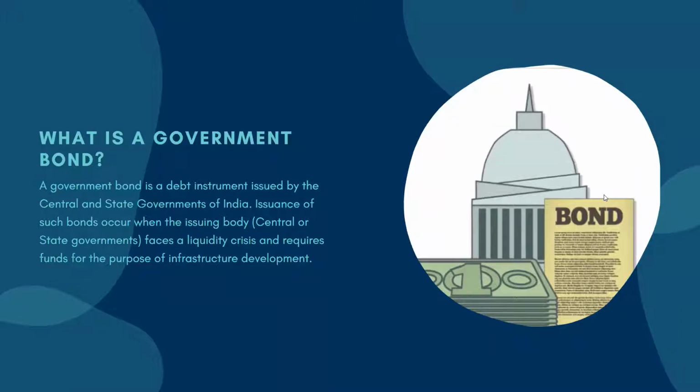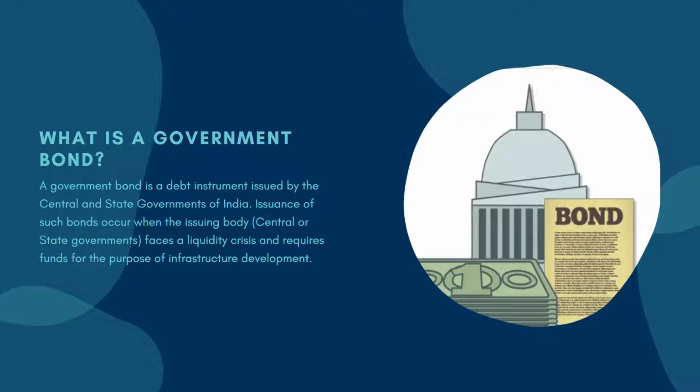A government bond in India is essentially a contract between the issuer and the investor, wherein the issuer guarantees the interest earning on the face value of the bonds held by the investors, along with the repayment of the principal value on a stipulated date.